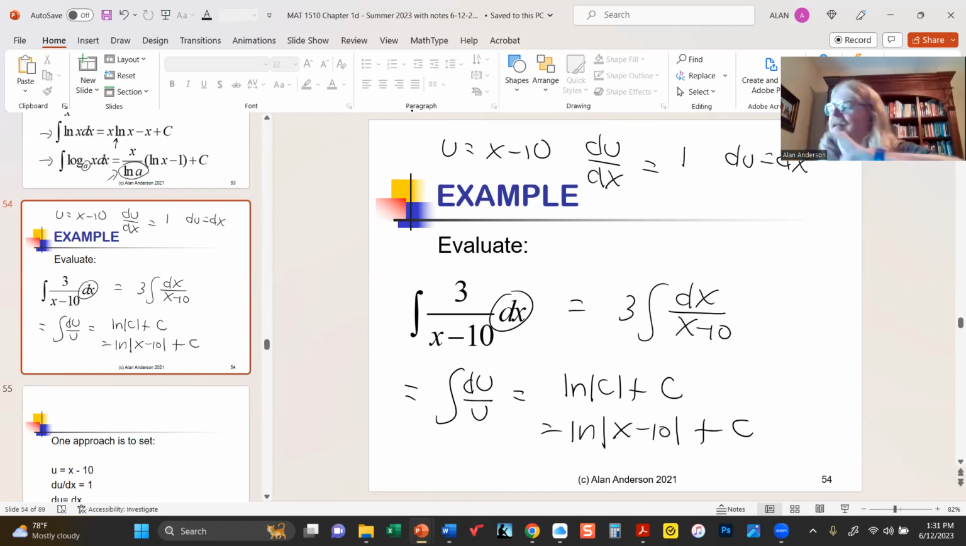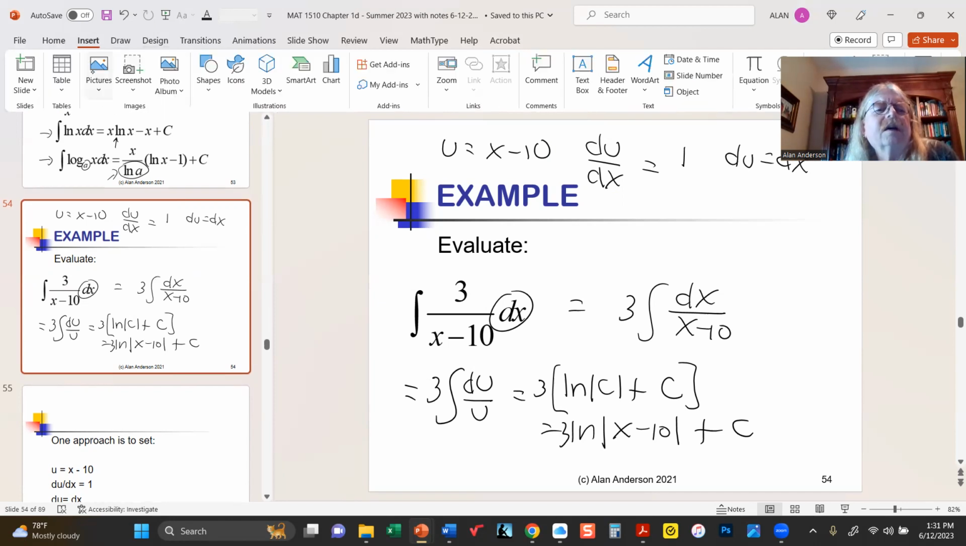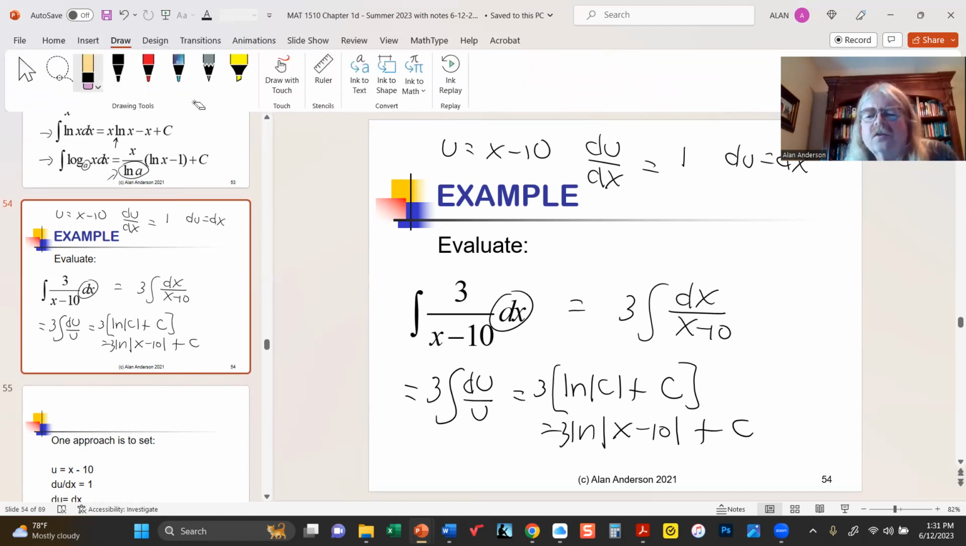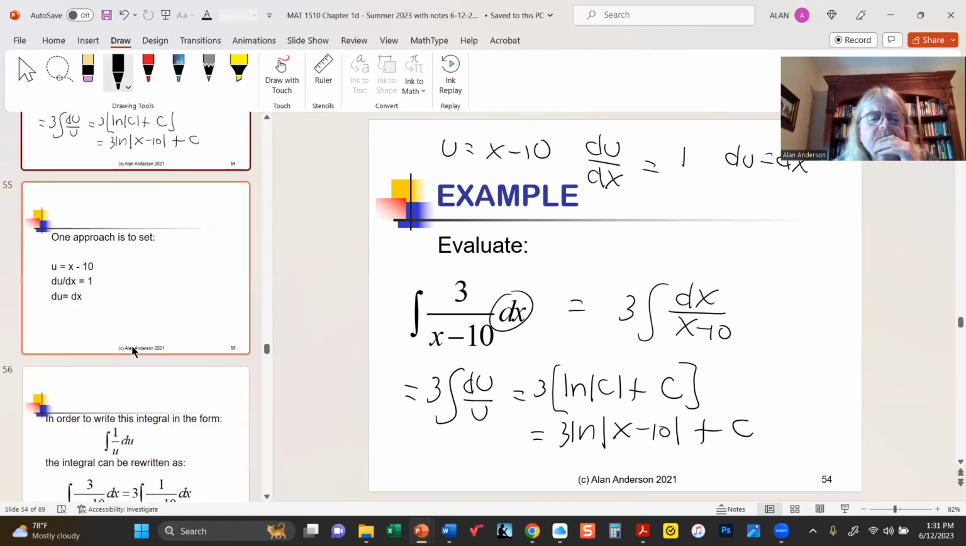Oh, I just realized. Oh, yeah. I got very careless here. I left out the 3. You don't have to bother multiplying the 3 by the constant, by the way. It's just a constant. We don't know what it is anyway. But you do need the 3 here. Sorry about that. It's 3 log absolute value of x minus 10 plus c.